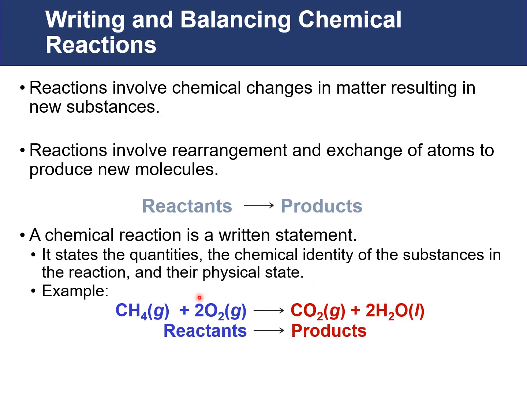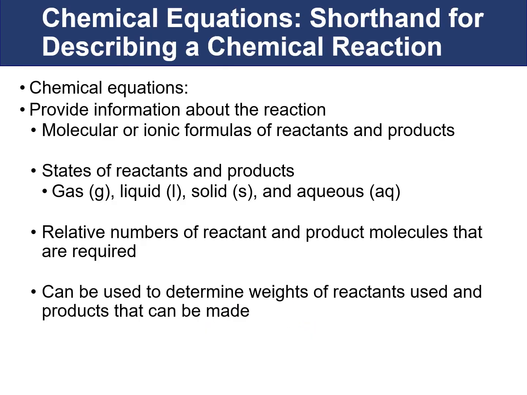So the numbers, or coefficients, that are in front of each one of our chemical formulas indicate how many of those particular molecules or atoms are being involved in the chemical reaction. A balanced chemical equation can tell us a lot about a particular process. It provides information about the reaction, whether we're looking at molecular or ionic formulas of the reactants and products.